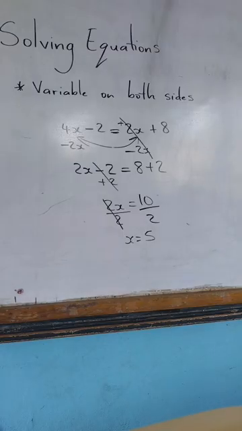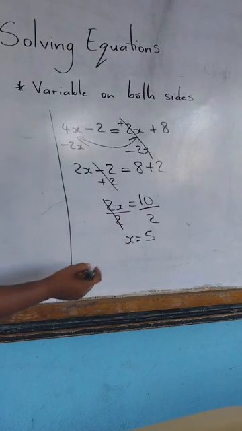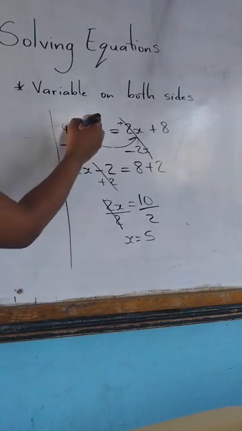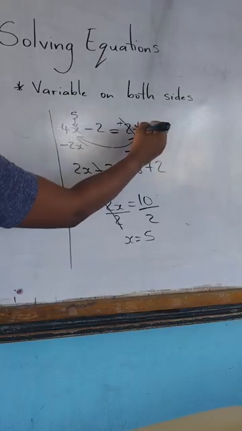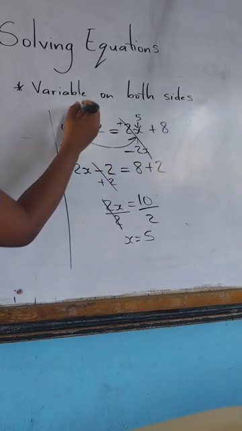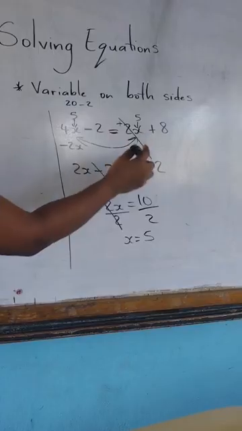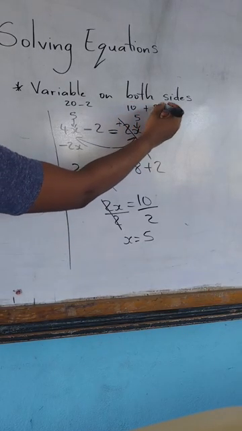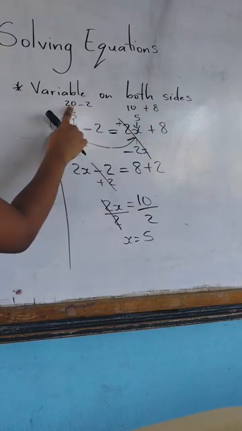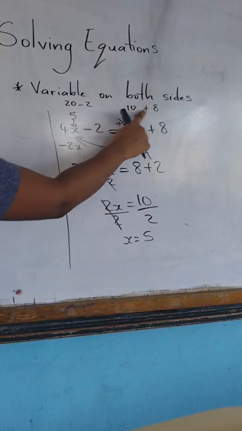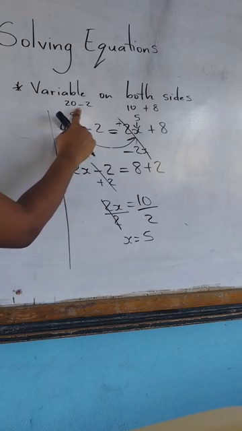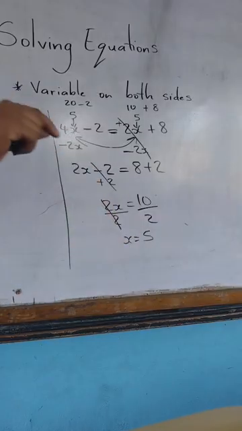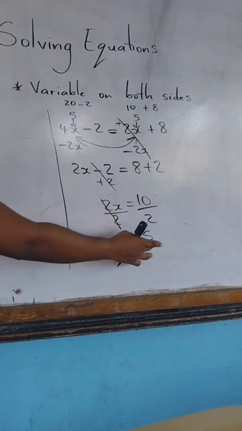And please note that you could just do a double check to make sure that your answer x is correct. How do I do that? I would say, what if x is 5? It means 4 times 5 would have been 20 minus 2. It means 2 times 5 would have been 10 plus 8. Are the two sides equal? Is 20 minus 2 equal to 10 plus 8? 20 minus 2 is 18. 10 plus 8 is 18. It therefore means that I can confirm that x has a value of 5.